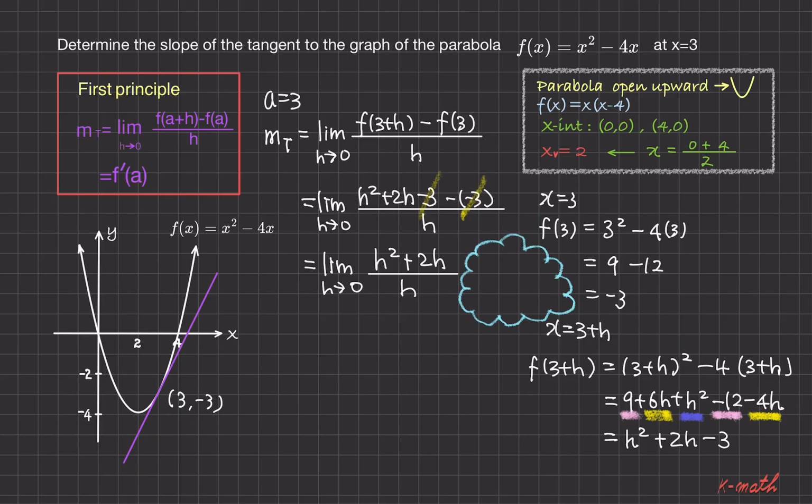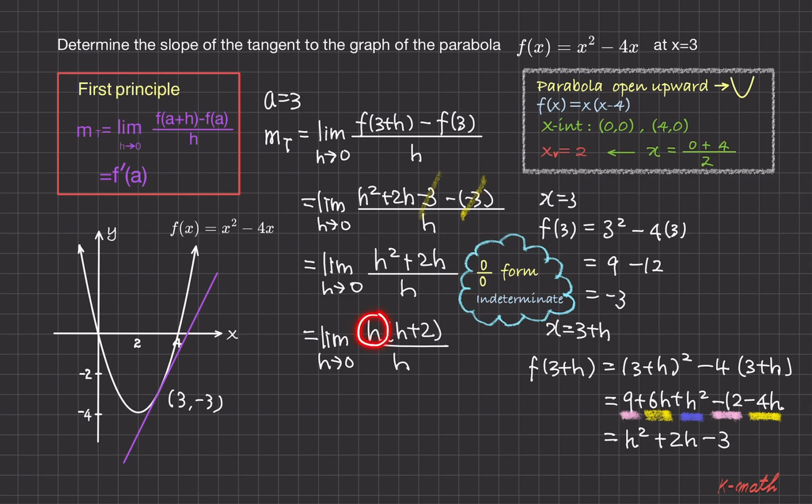Now, let's think about what happens as h approaches 0. If you plug in a really small number for h, both the numerator and denominator approach 0. That gives us 0 over 0. This is an indeterminate form. And when we get an indeterminate form like this, we need to simplify the expression further. In this case, we can do that by factoring the numerator. Then the expression becomes limit as h approaches 0, h times h plus 2 over h.